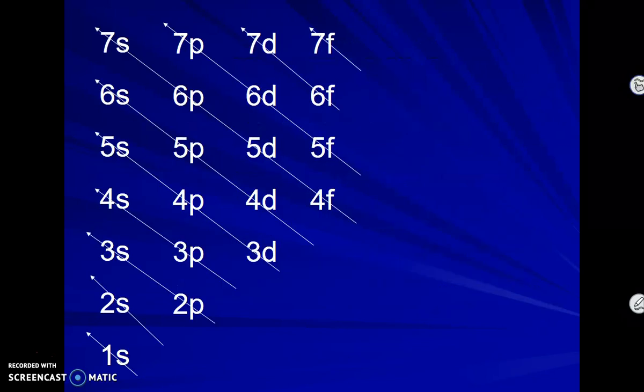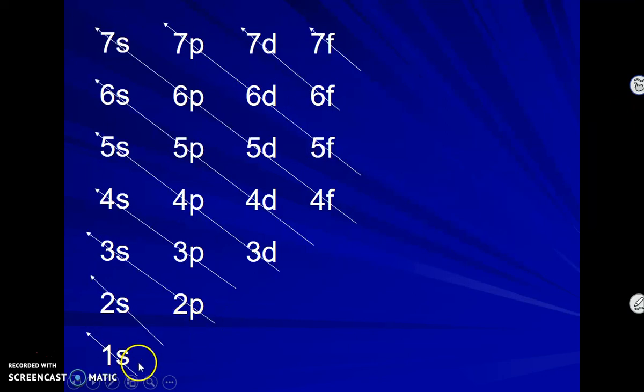Now, this is the diagram that helps you remember the order. You need either to know the order, memorize the order, or be able to produce this diagram. If you think about it, in here are all the S sublevels, then we skip a spot. Here are all the P sublevels, skip a spot, all the D, and all the F. Actually, these are sublevels.